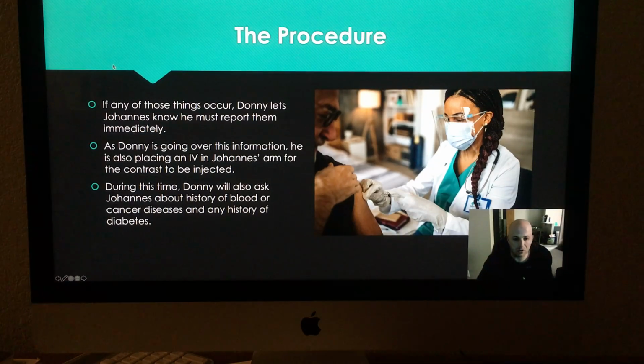Okay? As Donnie is going over this information, he's also placing an IV in Johannes' arm for the contrast to be injected. Okay? He's definitely not going to be putting it in the shoulder. I believe that's probably the COVID vaccine stock photo right there. Okay? During this time, Donnie will also ask Johannes about any history of blood or cancer diseases and any history of diabetes.